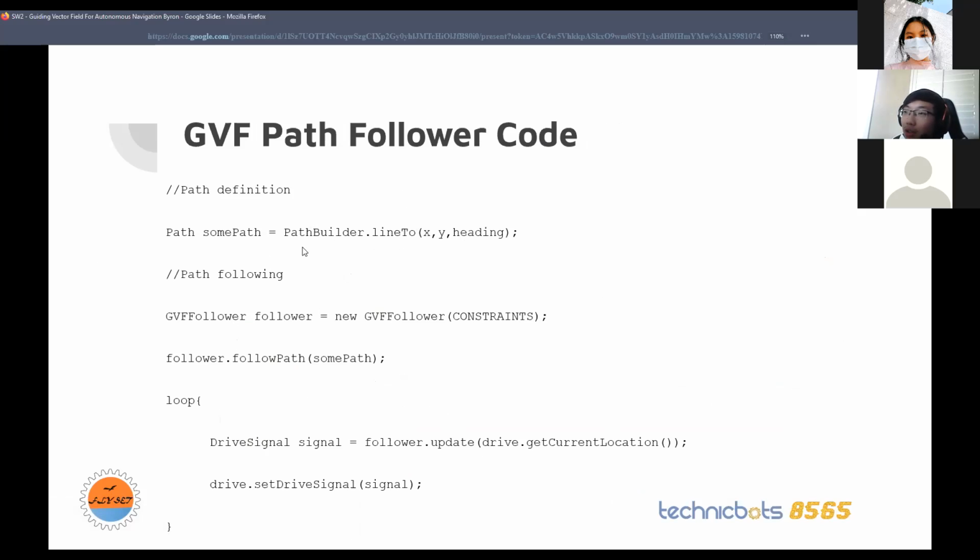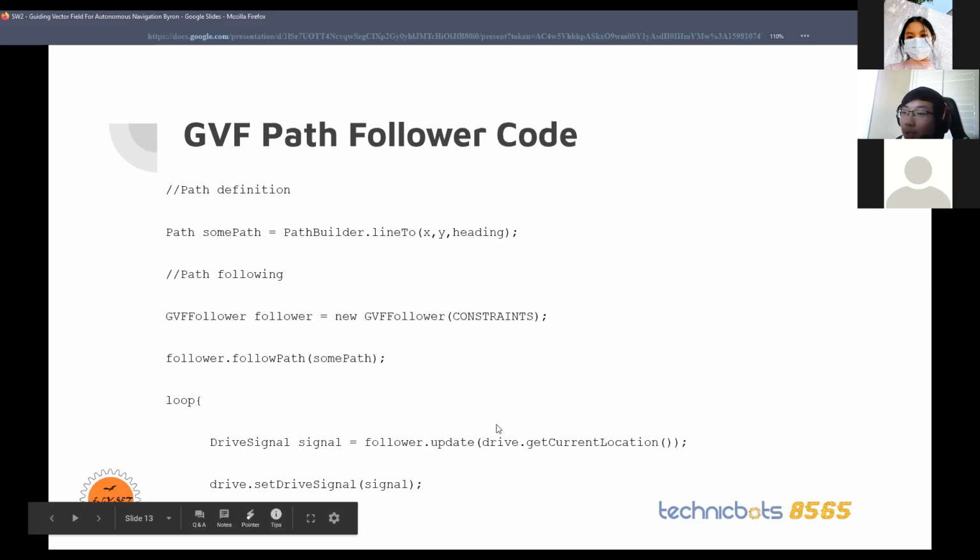So this is just some code snippets. In Roadrunner, you use a path builder. You create different lineTo or splineTo calls with coordinate points, and then you define a follower. You set the follower to follow your path, and then in your loop, you update your follower with your current location. That gives you a drive signal, which is basically the list of all your target motor powers, and then you set it to your drive, and the robot moves.